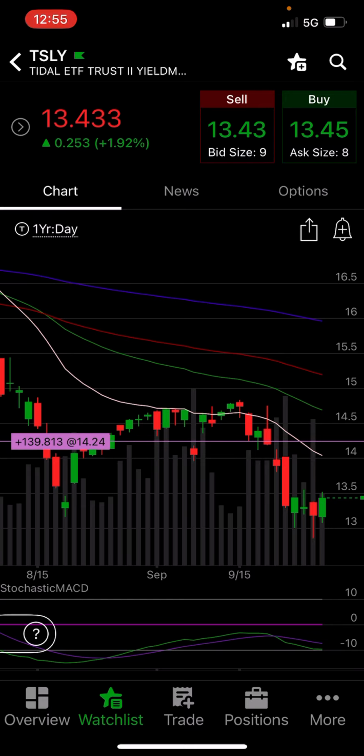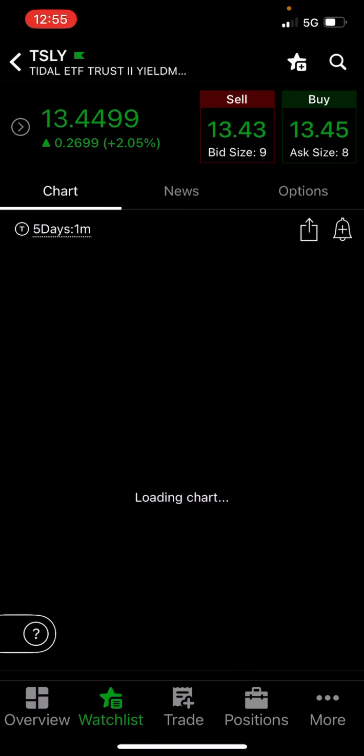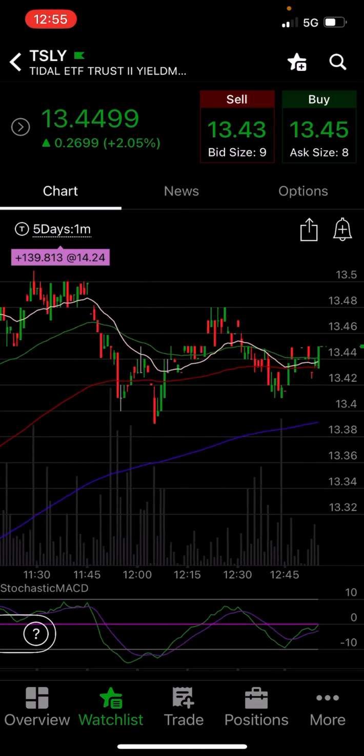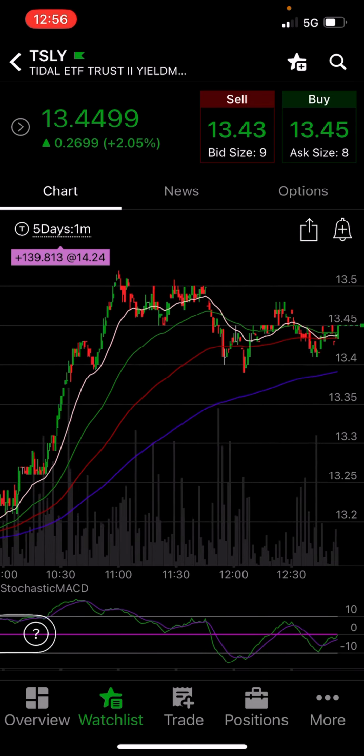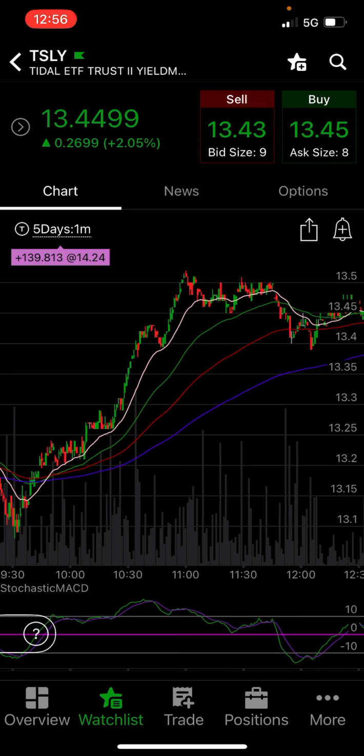Now again, there's no guarantee that it won't go lower from here, but it gives you a point of reference that you can actually purchase at and feel fairly confident about it. Now let's look at what TSLY has done today. Look, from the morning, how it has just ripped up.